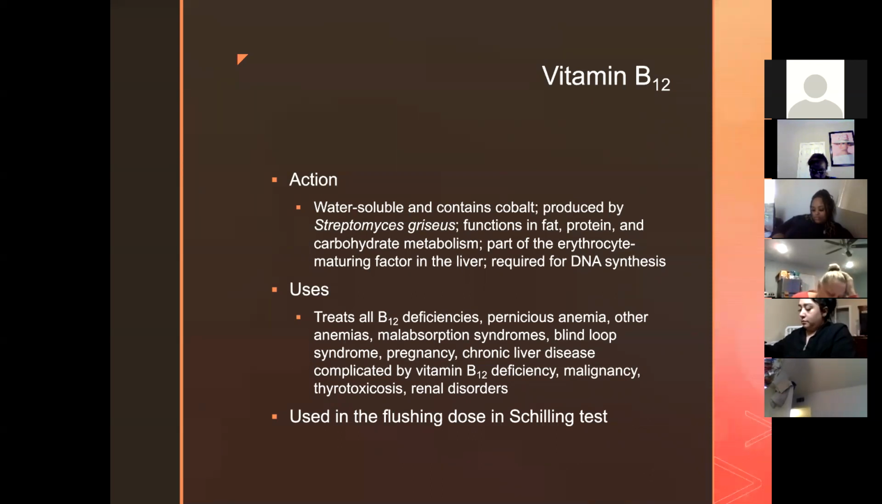All right. If your patient is taking vitamin B12, colchicine, metformin, some of the potassium drugs, and some antibiotics can decrease the absorption of B12.